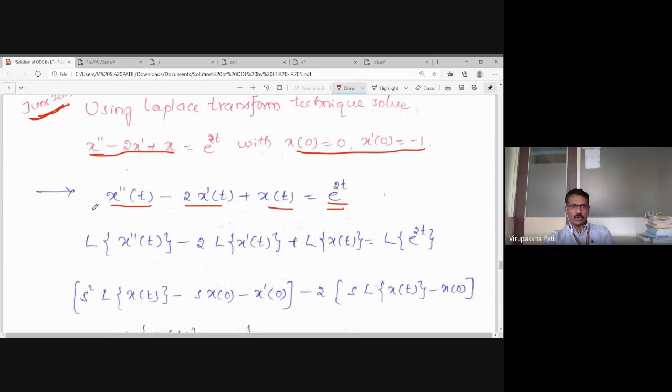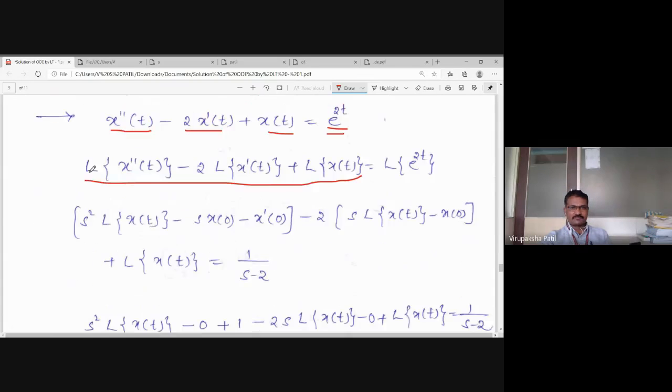Now operate Laplace on this. If you operate Laplace, you will get L of x double dash of t minus 2 into L of x dash of t plus L of x of t. The Laplace operator is linear, so we operate term by term separately, and on both sides you have to apply Laplace transforms, including L of e to the power 2t. Next, write the expression for this. In place of y you have x, so you have to write it in terms of x only, that is s square into L of x of t.